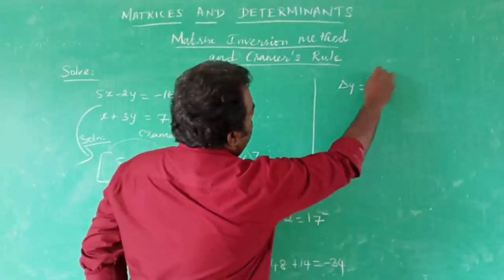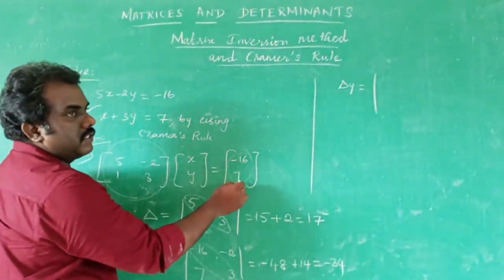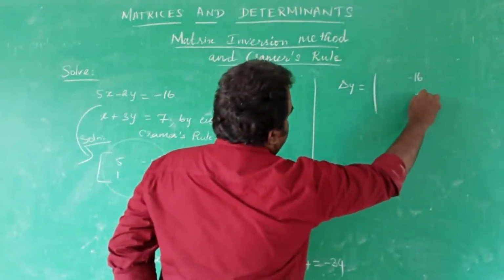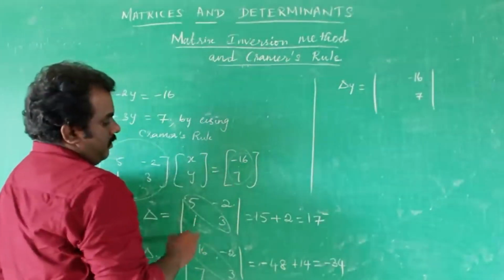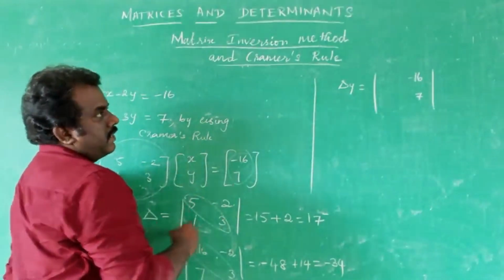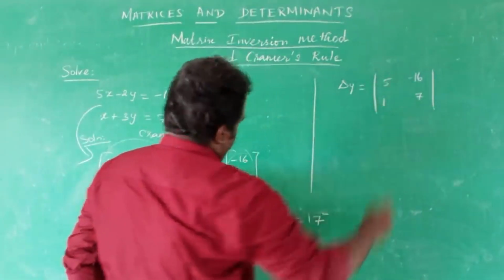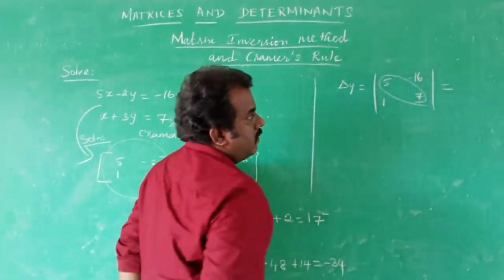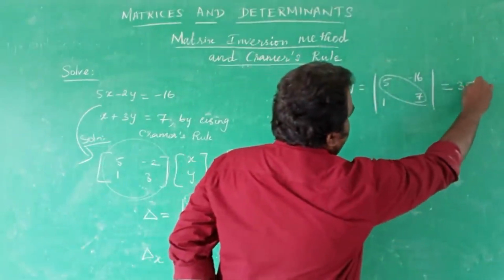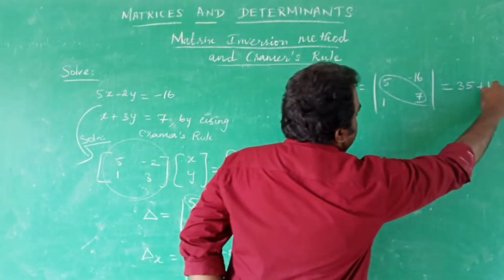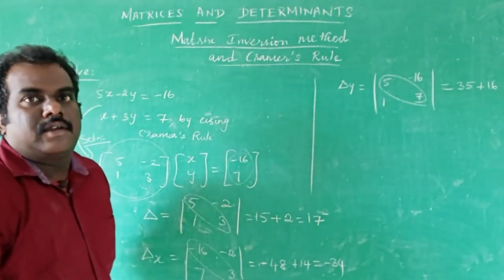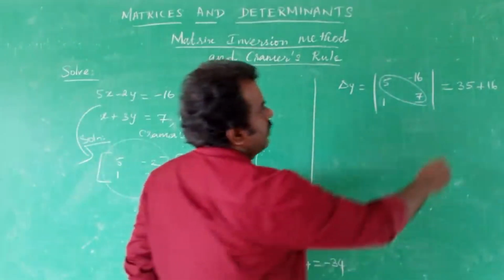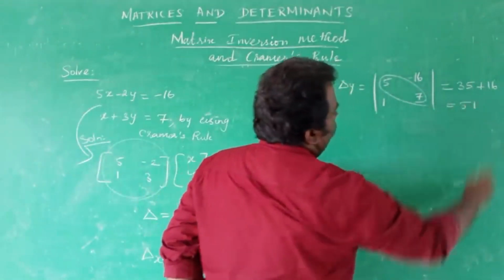The next we can go for del suffix y. In the del suffix y, substitute the values of minus 16 and 7 in the second column of the given coefficient matrix and write the remaining as usual. The first column contains 5 and 1, and take the determinant. Multiply the leading diagonal, 5 7s are 35, plus 16, multiply the remaining, we can get 35 plus 16 is equal to 51.